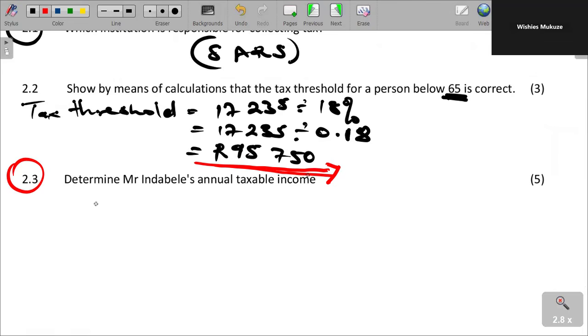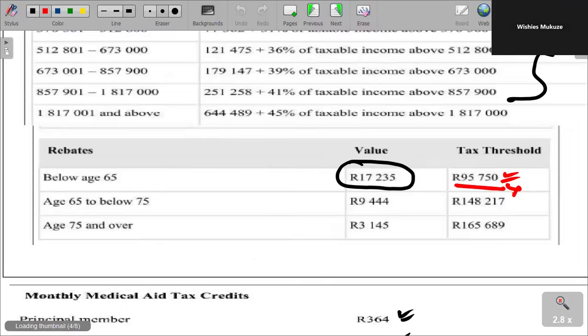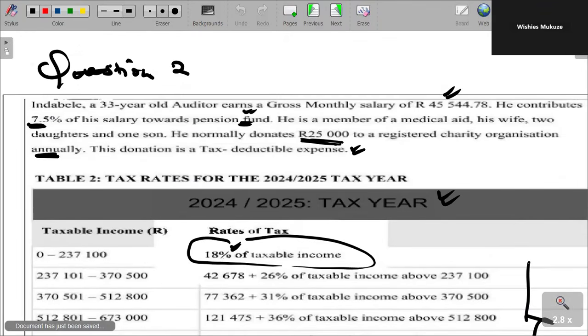And then we are given: determine Mr. Ndebele's annual taxable income. Annual taxable income, according to this question, is calculated from what we are given, that Mr. Ndebele earns a gross monthly salary of 12,544. That is what is given there. So we want to calculate his total income for the whole year, so the gross per month multiplied by the months.